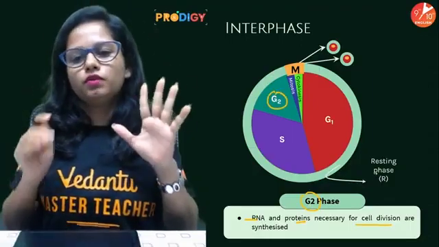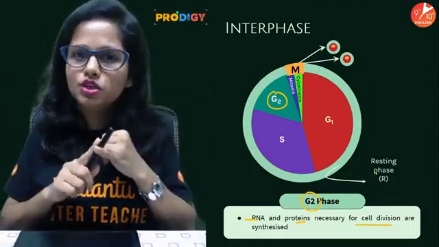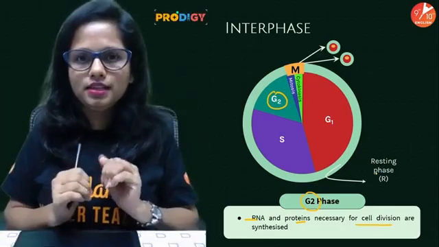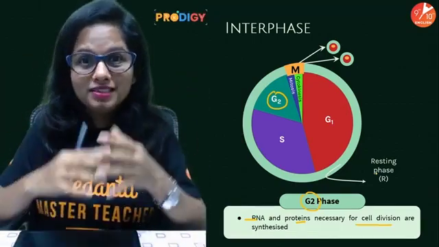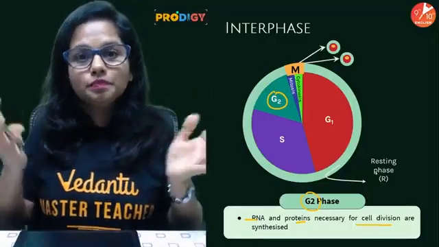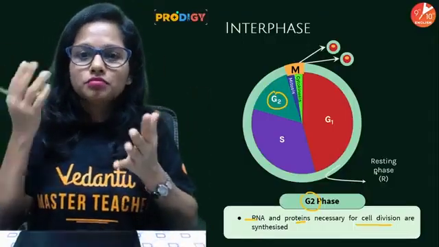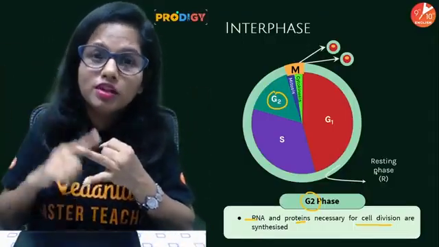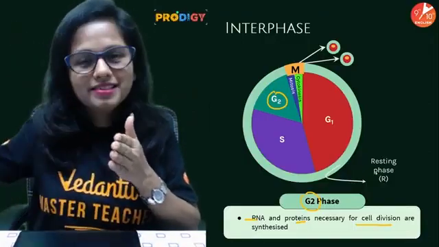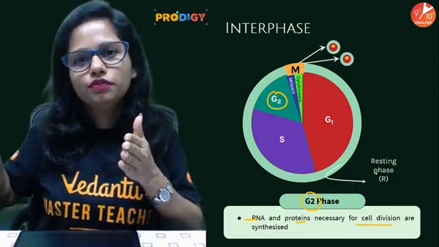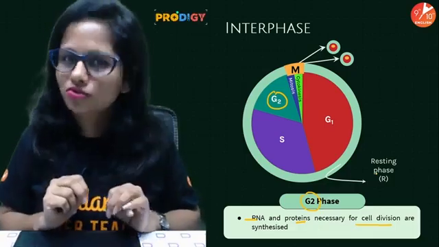Okay, what all things did we discuss in the G1 phase? The cell grew in size, the cytoplasmic contents increased, mitochondria and chloroplasts increased. Then RNA was synthesized, proteins were synthesized, and then the cell decided whether to exit and enter into the resting phase or to step into the synthesis phase.